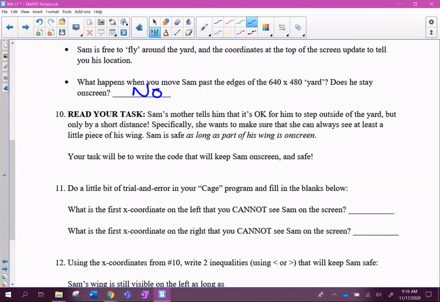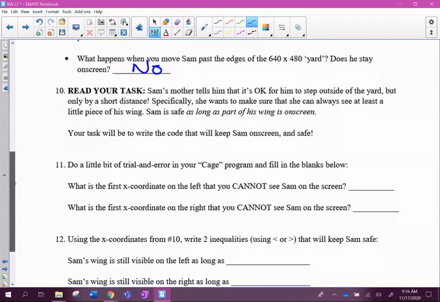All right. Sam's mother tells him that it is okay for him to step outside of the yard, but only by a short distance. Specifically, she wants to make sure that she can always see at least a little piece of his wing. Sam is safe as long as part of his wing is on screen. Your task will be to write the code that will keep Sam on screen and safe.